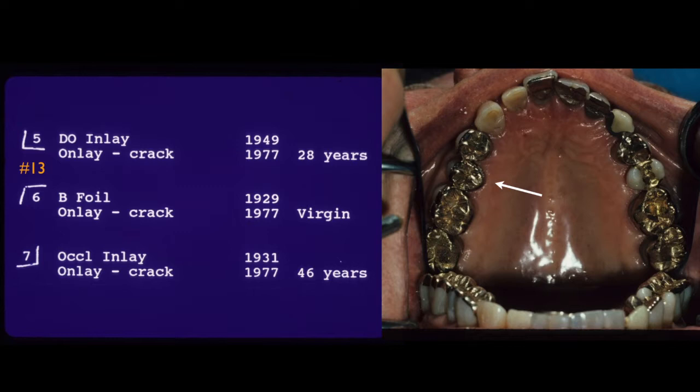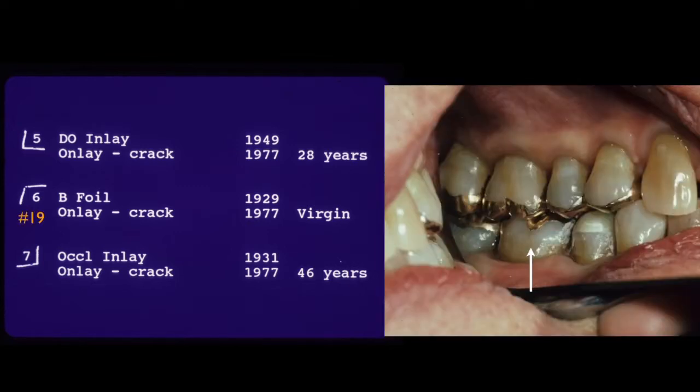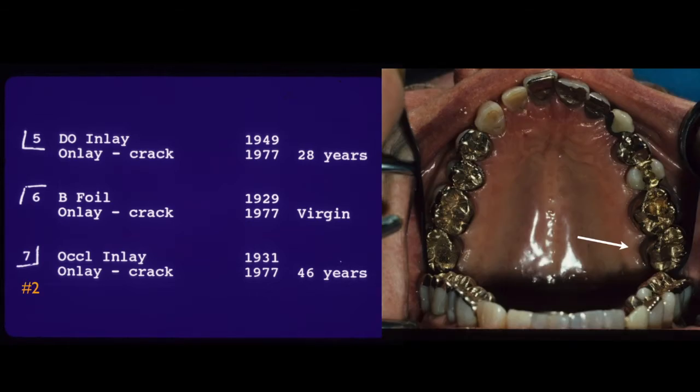Number 13 had a DO inlay in 1949. Cracked in 1977, or 28 years later. Number 19 had a gingival foil in 1929 and then cracked as essentially a virgin tooth in 1977. She was 71 years old at that time. Number 2 had an occlusal inlay in 1931 and cracked in 1977, or 46 years post-op.